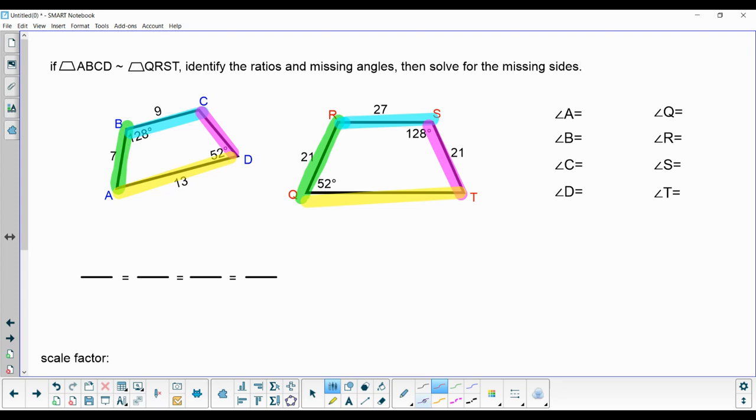So remember again that you can match up the letters and their angles. So A comes first and Q comes first. And I don't know the angle for A, but I do know the angle for Q. So if I know that Q is 52 degrees, then I also know that A is 52 degrees. I know that B is 128 degrees. I don't know R, but R is the second letter here, and so I know that this one should also be 128 degrees.